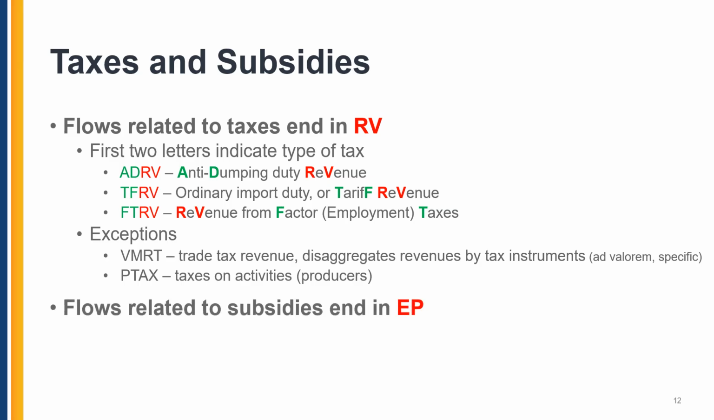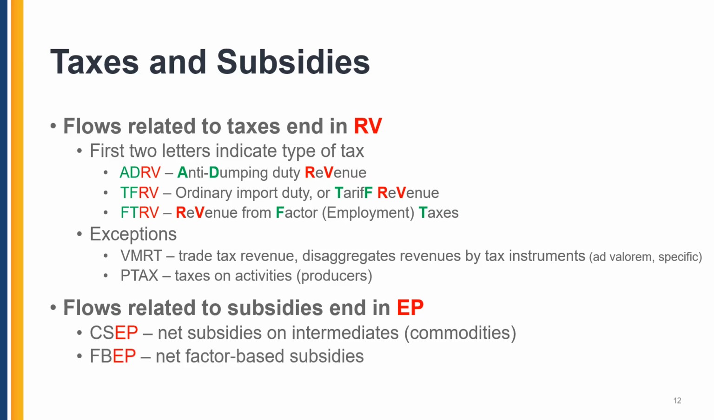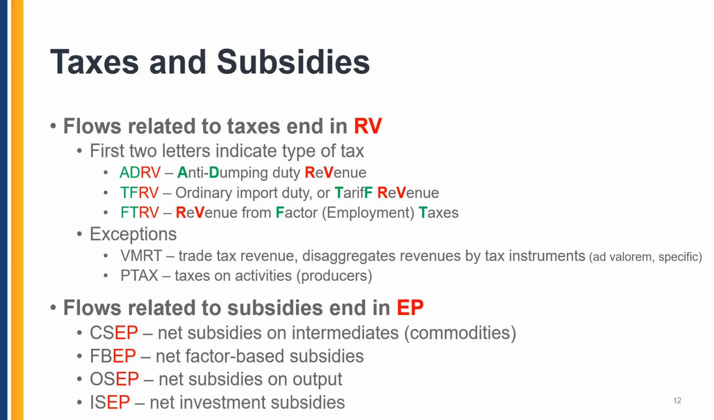Finally, subsidy-related coefficients end with the letters EP. For example, CSEP are subsidies on intermediates. FBEP are factor-based subsidies. OSEP are output subsidies. And ISEP are investment subsidies.